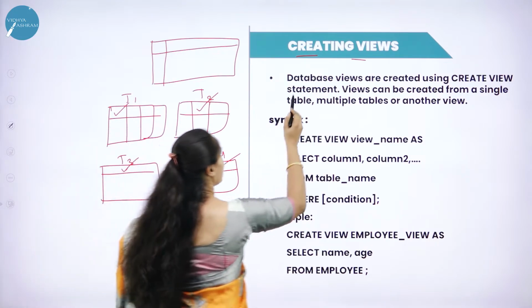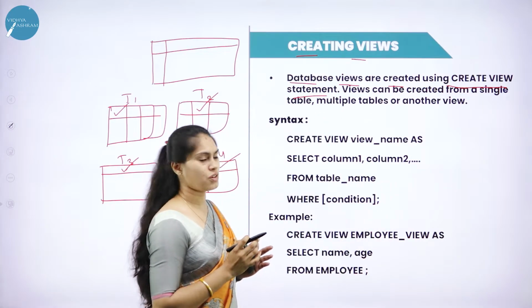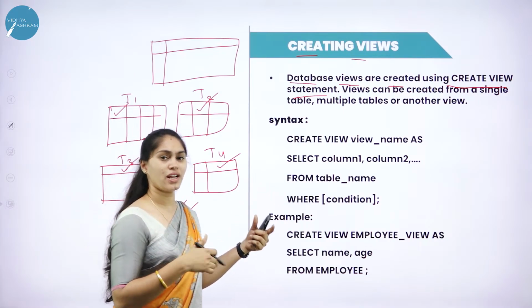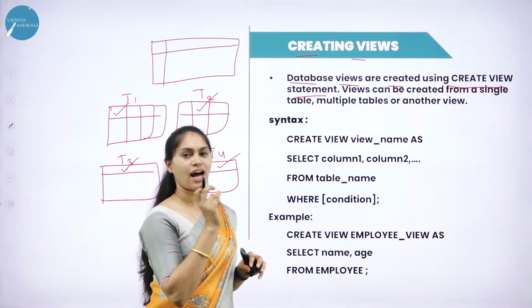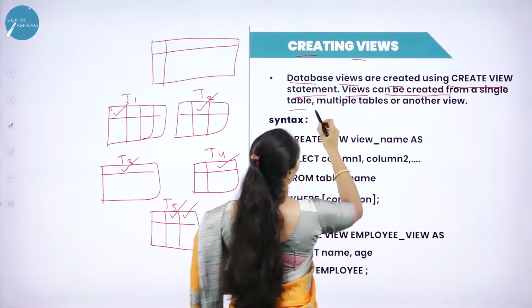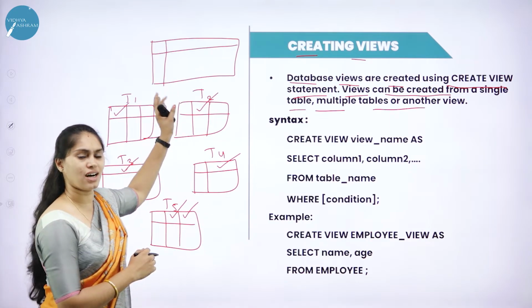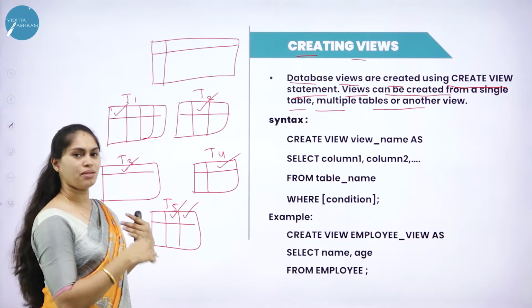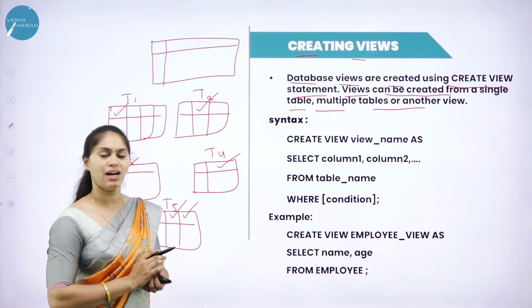So here database views are created using the create view statement. How am I going to create this view? By using create view. What if I wanted to create a table? Create table. What if I wanted to create a database? Create database. So here we are going to use a keyword called create and we are creating a view. Views can be created from a single table or multiple tables or even from another view. So I can fetch all these columns and take the columns of T1 and make one more view here. That means we can take the values from different tables or multiple tables or even from views.